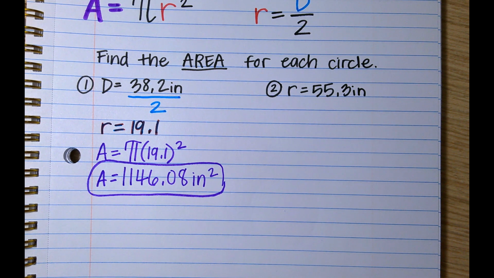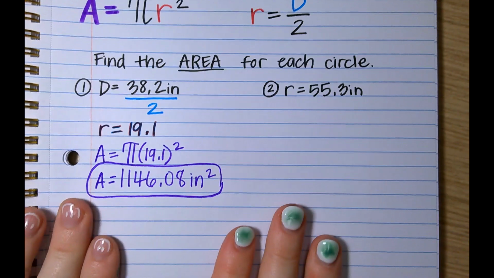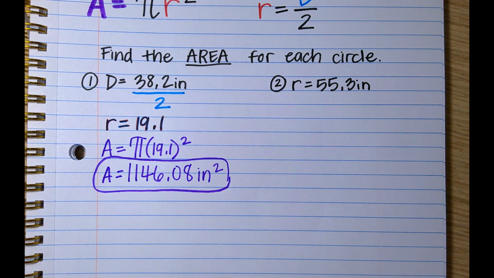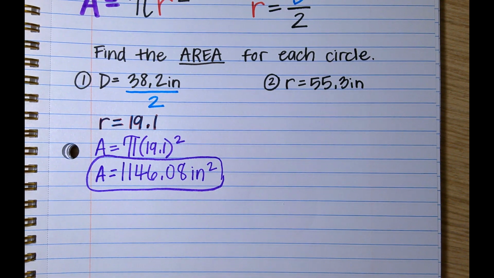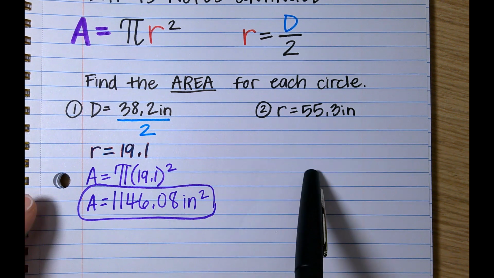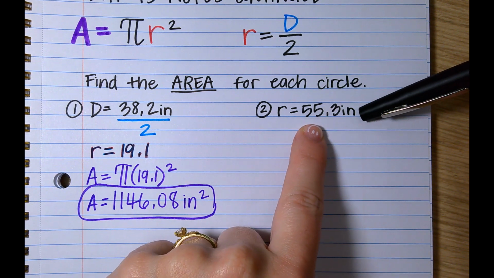Okay, so that was number 1. Let's do this last one together, and then I want you to try a bunch by yourself. Okay. Number 2, we have a radius of 55.3 inches. How do I find the area? Divide by 2. Divide 55.3 by 2?